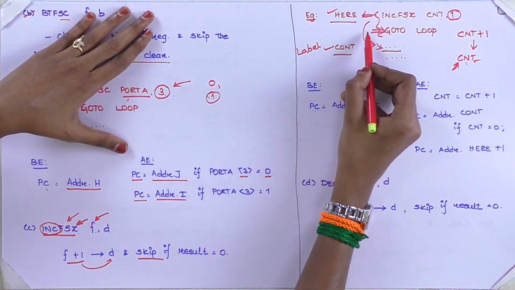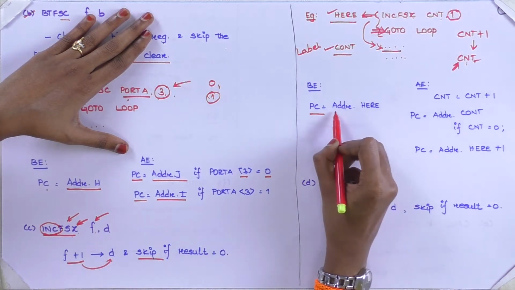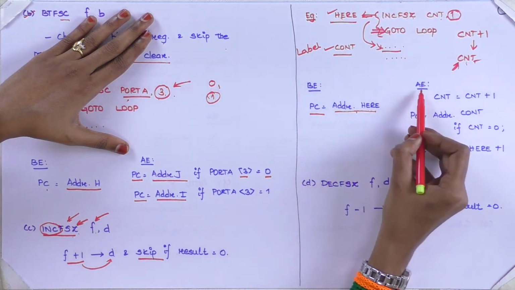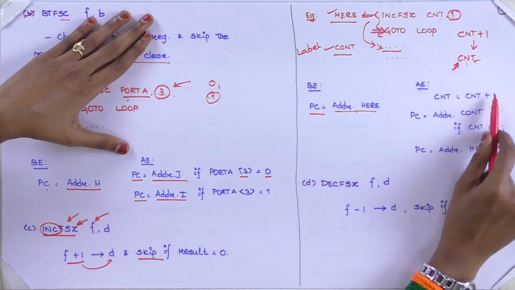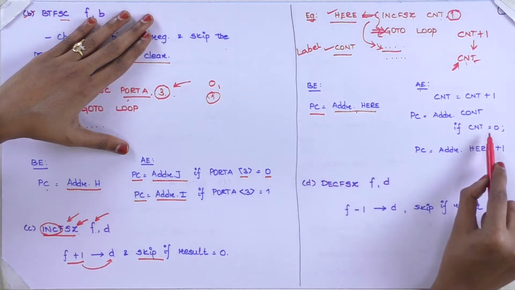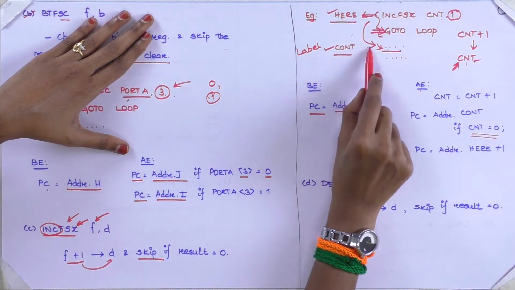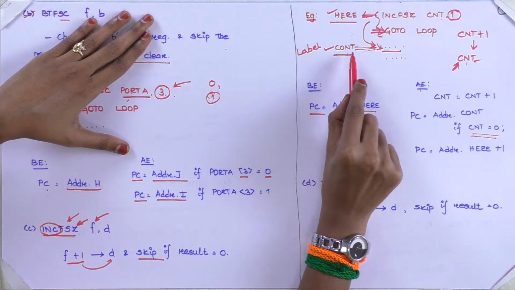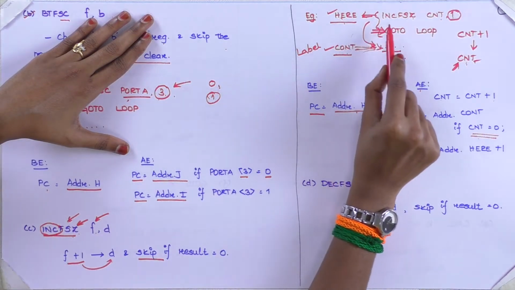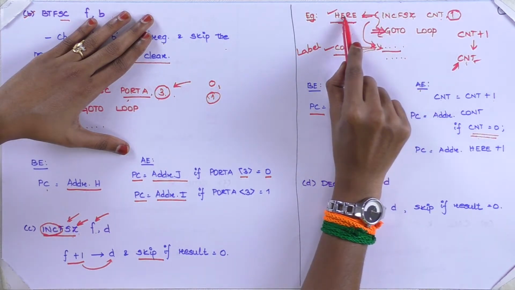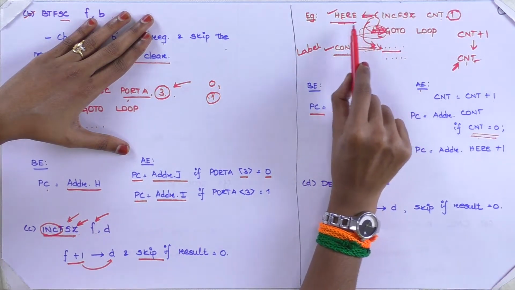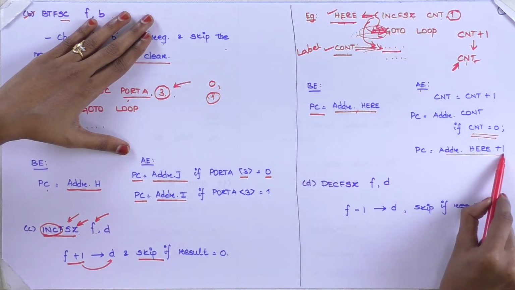Fine. So before executing, the PC will have the value of here, right? This instruction's address. After executing, CNT is equal to CNT plus 1. We are supposed to increment it. After incrementing, if the content has become 0, it will skip on to this label CONT. Otherwise, it will have the immediate address of here. After this, we'll have this instruction. This instruction address we can find from plus 1 of here. That is mentioned here.